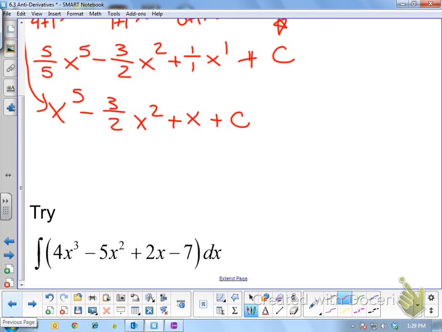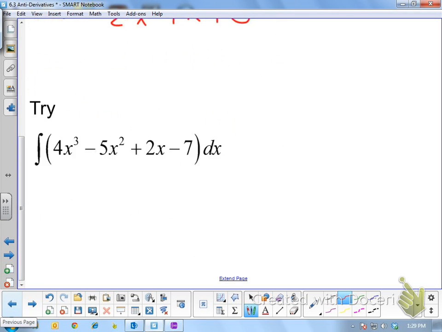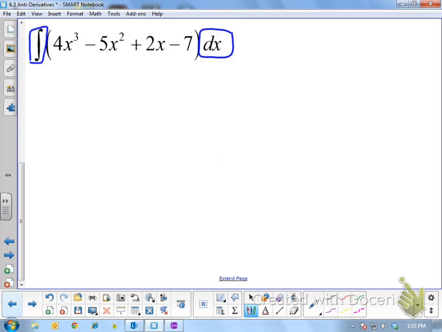So try this problem. The dx is just telling you that x is your variable. Ask me that in about 3 weeks. That's a good point. Okay, so you should have gotten x to the 4th minus 5/3 x cubed plus x squared minus 7x plus c.